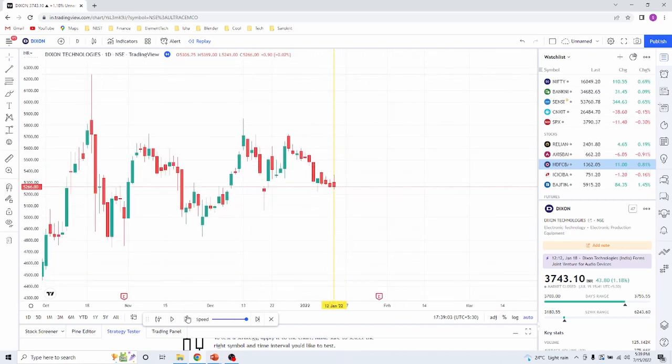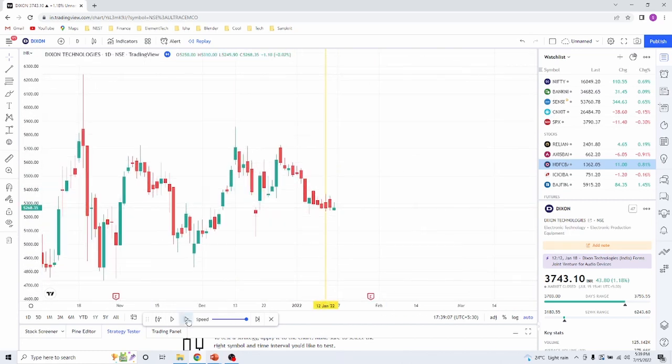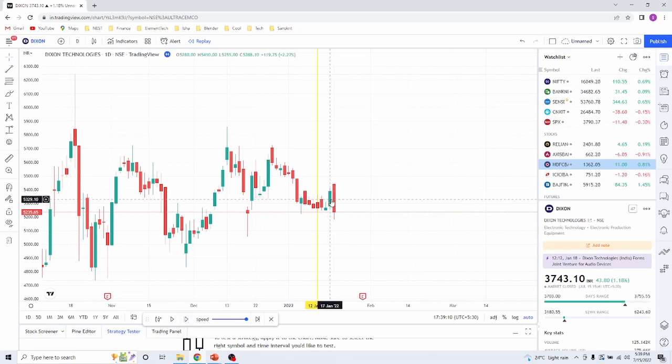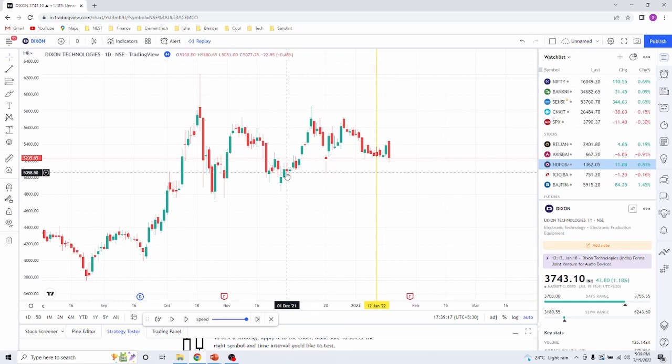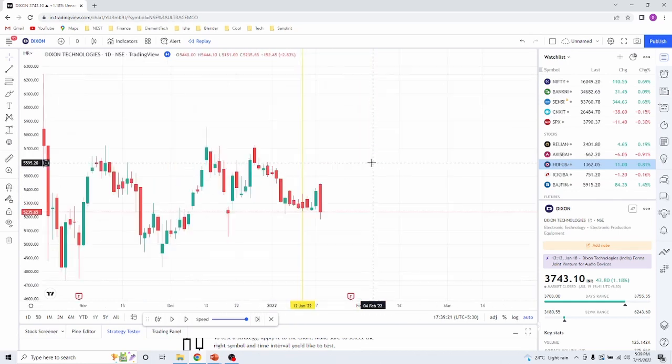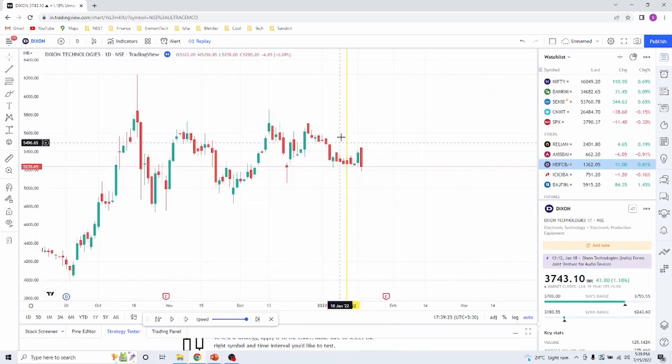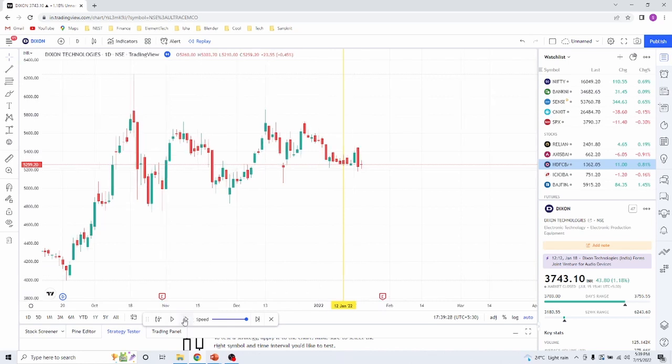Okay, so this is 12th Jan 2022. This is a red candle. Okay, green candle. Here you see there was a downtrend and a flat trend. So it went down, it came up. Now it's flat, and after the flat trend there is a green candle and there is a bearish engulfing. Okay, so let's see what happens.